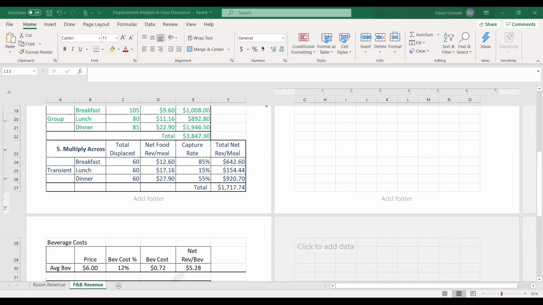That capture rate for the breakfast, lunch, and dinner, is that always going to be given? It will always be given. Yep. It sure will. Good question.